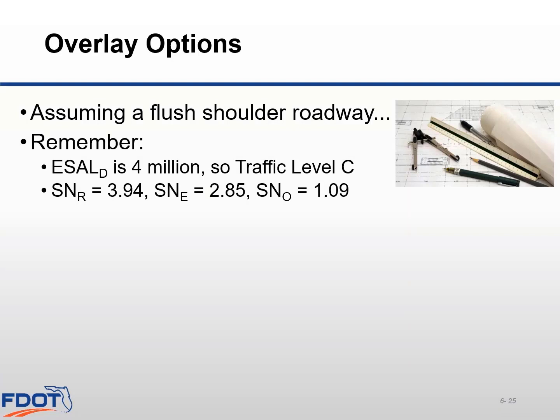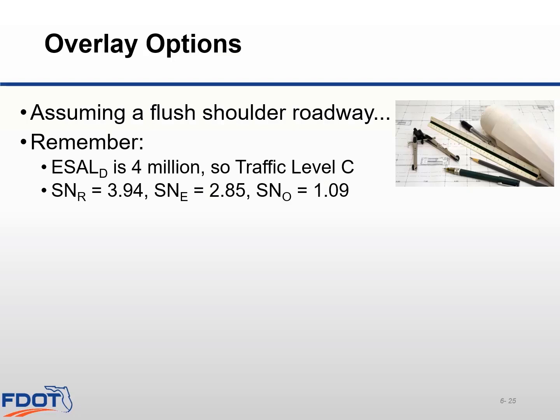So now that we have all of our structural numbers calculated, we can finish up the pavement design. So for the purposes of this example, let's assume our project is a flush shoulder roadway. Also, let's remember that our design ESAL is 4 million, which means we have a traffic level C, which means we can use either a 9.5 mix or a 12.5 mix. If you remember from earlier modules, we're limited in using FC 9.5 and SP 9.5 mixes on traffic levels A, B, and C only, while 12.5 mixes can be used on any traffic level. But since we have traffic level C here, we're able to use either mix.